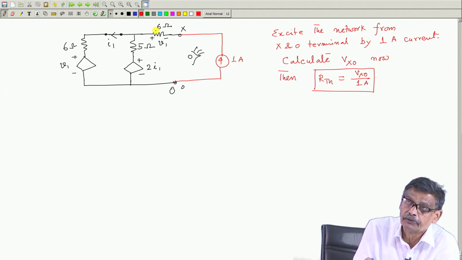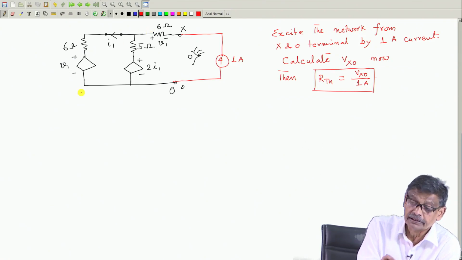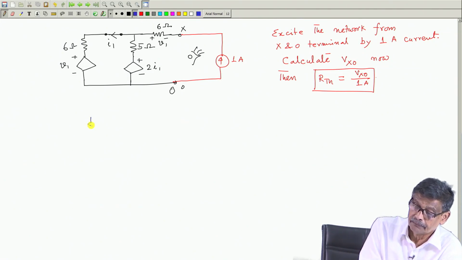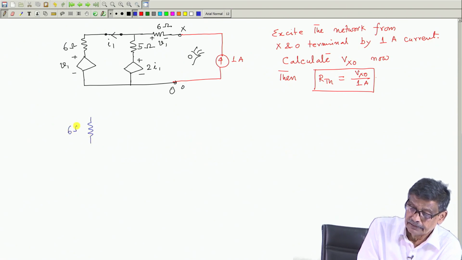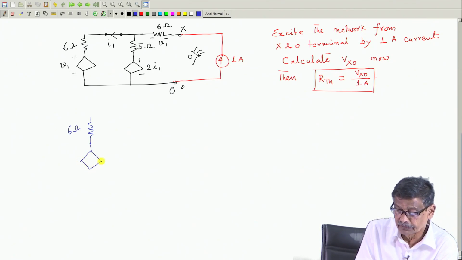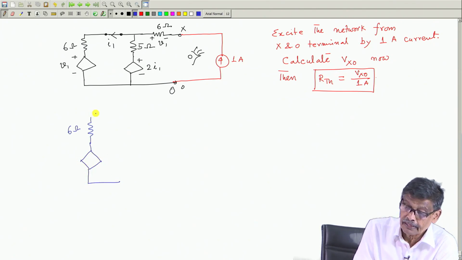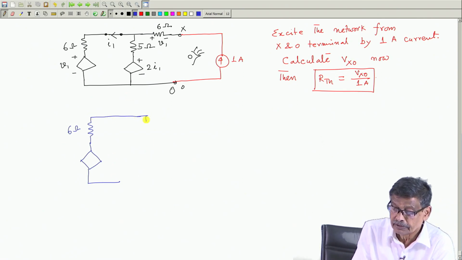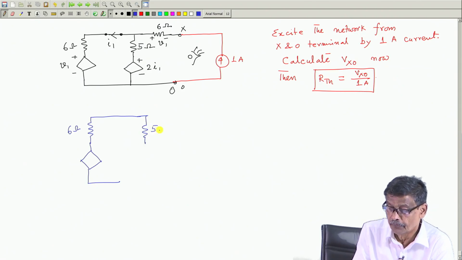Now, if you are exciting this with a 1 ampere current source, the voltage drop across the 6 ohm resistance is 6 volt, with this plus, this minus. Therefore, this network will look like, with a different color I will draw, 6 ohm, this voltage dependent voltage source, and this is shorted because it is an independent source. I am calculating R Thevenin, this is 5 ohm and this is 2 I 1.